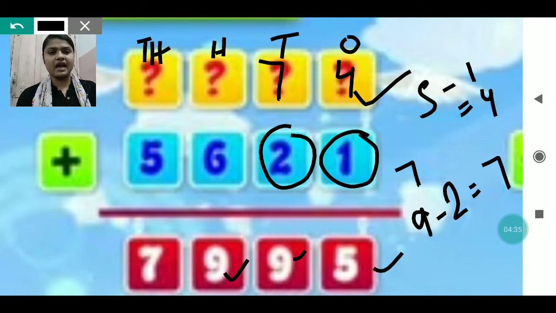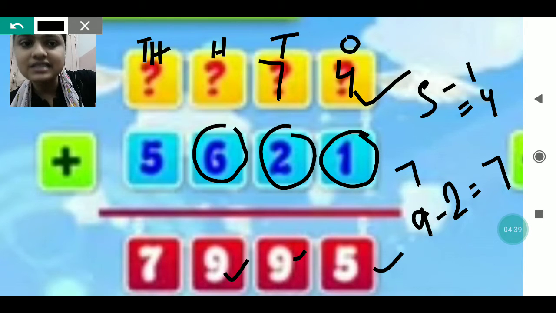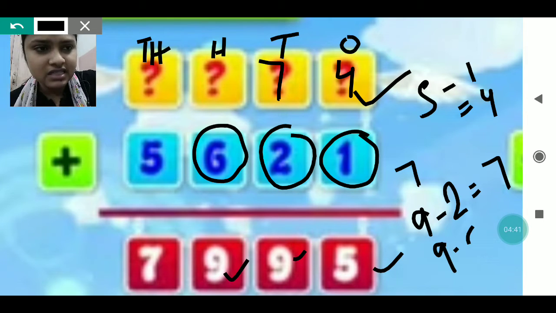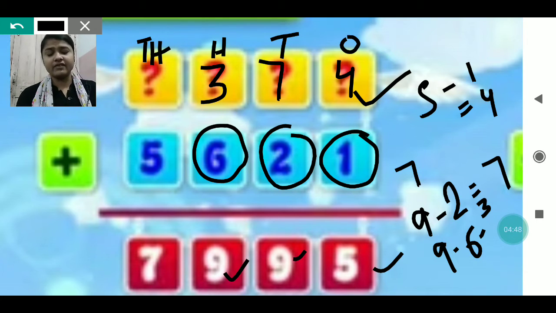Again, when you subtract 9 minus, which number will you subtract here? You will subtract 6 here. So 9 minus 6, we will get 3. 3 will be written in the missing column, and 3 plus 6 will be 9, that total which we have got.